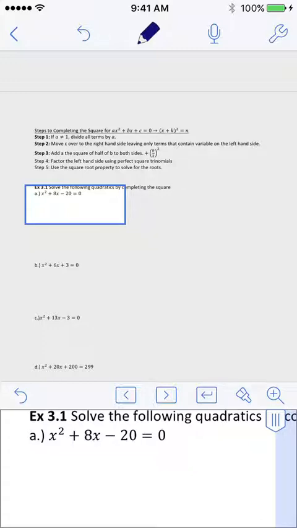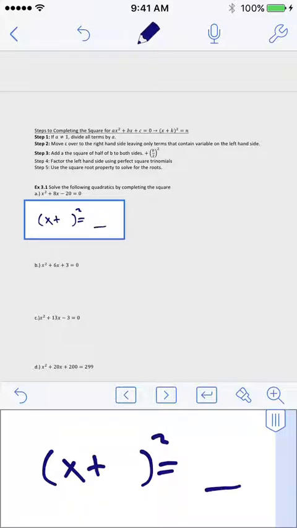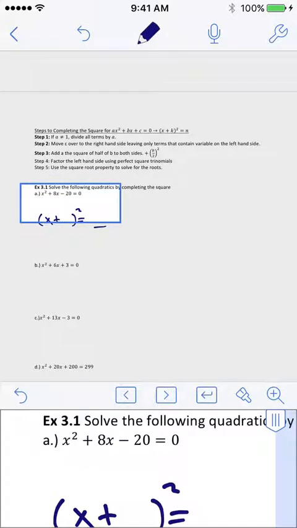So what I want to do is I want it to get to something like this. X plus or minus something equals a number. That's my goal. Because then I can just take the square root property. I can do what we did in the last chapter. Right now, that's not going to happen. If I factor this thing, it's not going to be a perfect square.